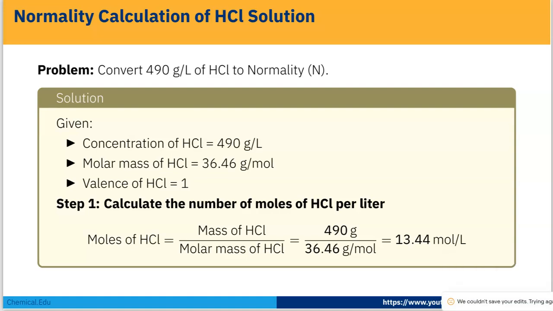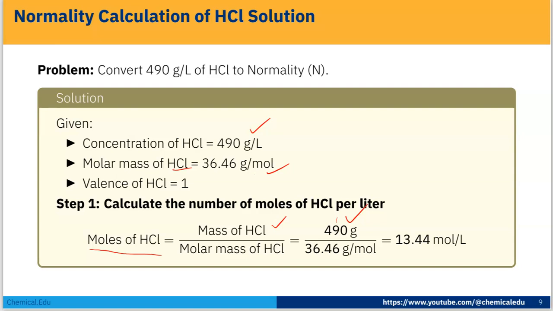For that, the given data: the concentration of HCl is 490 gram per liter. The molar mass of HCl we know is 36.46 gram per mole. And the valence of HCl, we have to remember, is 1. So moles of HCl is mass of HCl divided by molar mass of HCl. Mass is 490 gram and molar mass is 36.46 gram per mole. From here we can easily calculate moles of HCl: 13.44 mole per liter.